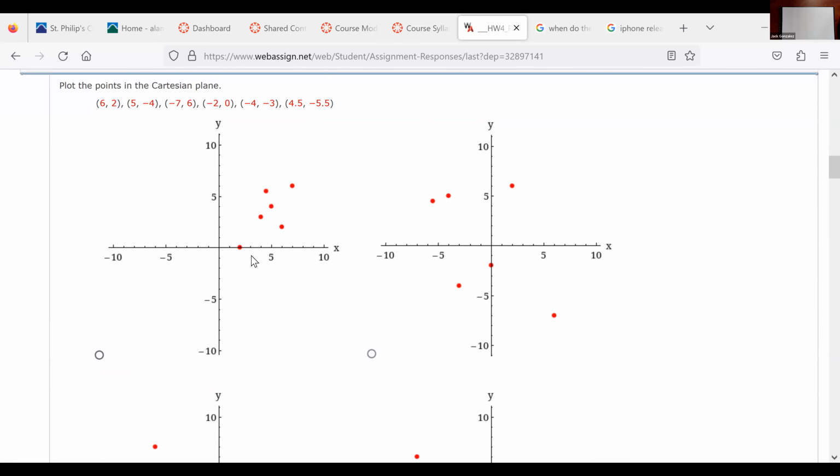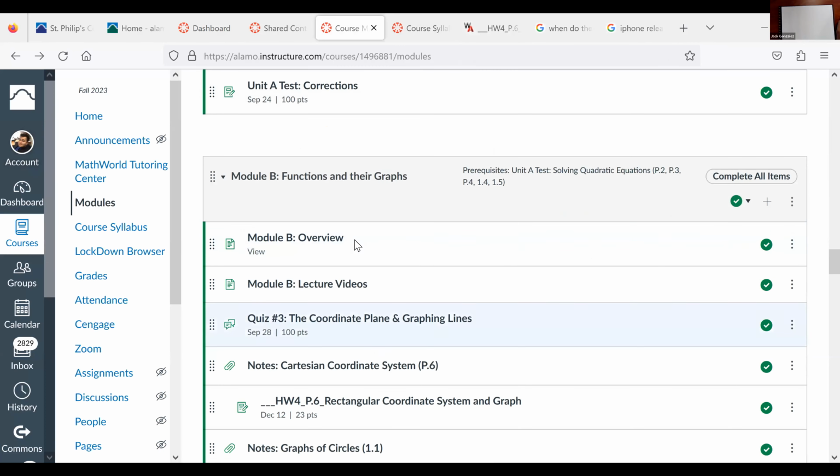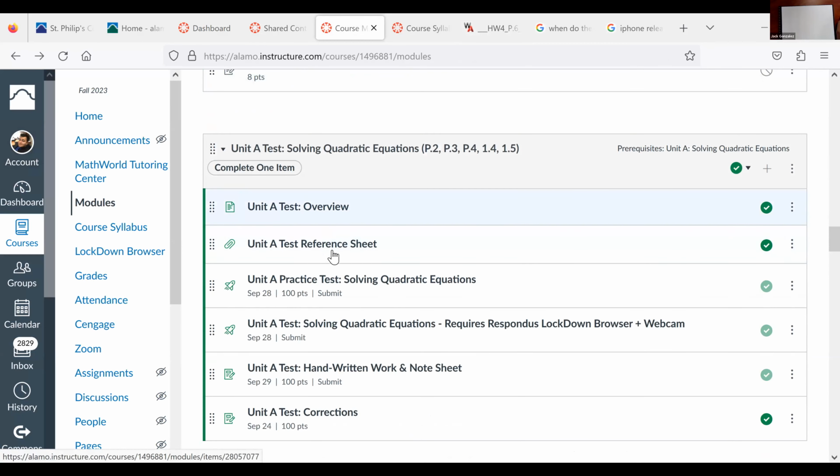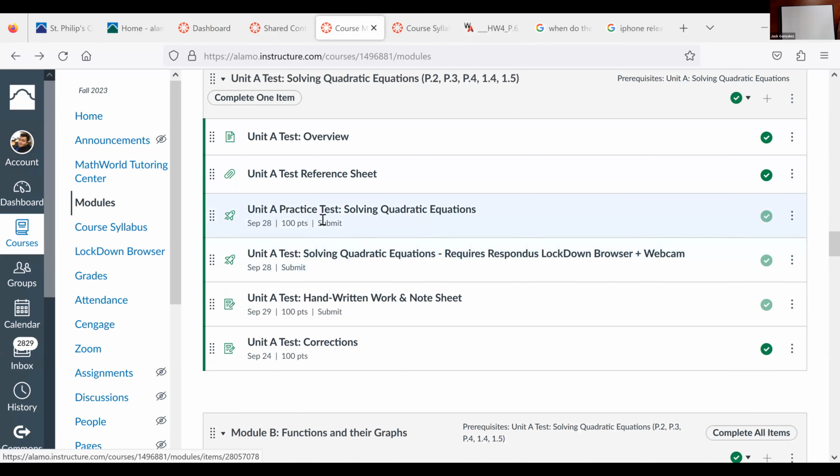Let's see here. There's an exam 1. We already finished all the material for exam 1. So it's unlocked. There's a review and a quiz to do, and the exam. But the exam I think is open until October. I forget the date. Let me check. So 1.5 is the last section for test 1. Here I have a reference sheet, a practice test, and then the actual test.